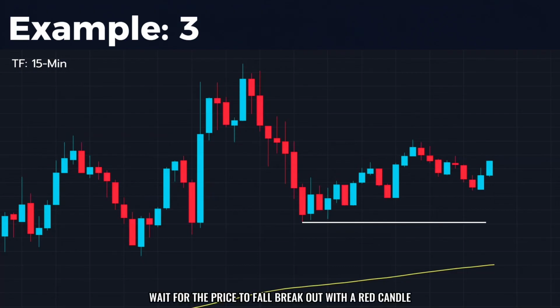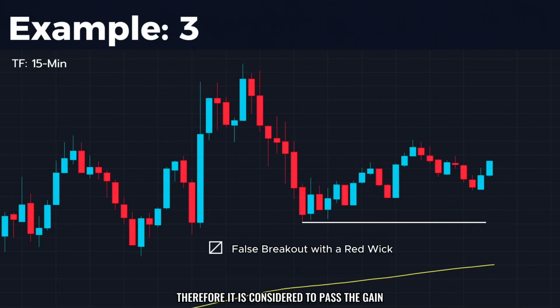Wait for the price to fall and break out with a red candle. 15 minutes later, the price really made a fall breakout, and it is a clear fall breakout. Therefore, it is considered to pass the check. After that, we will draw the zone. Use the 1 minute time frame. And finally, we will draw the TP. Use the swing high.